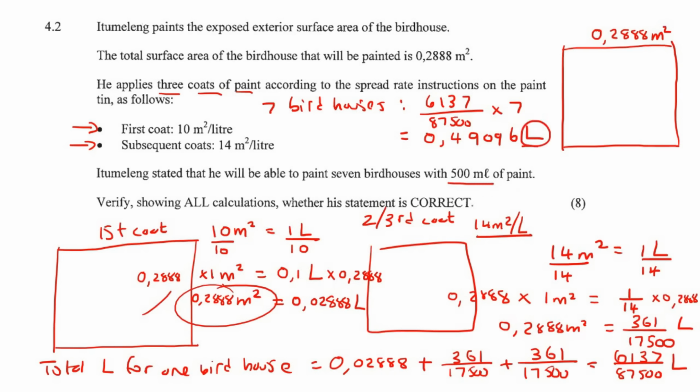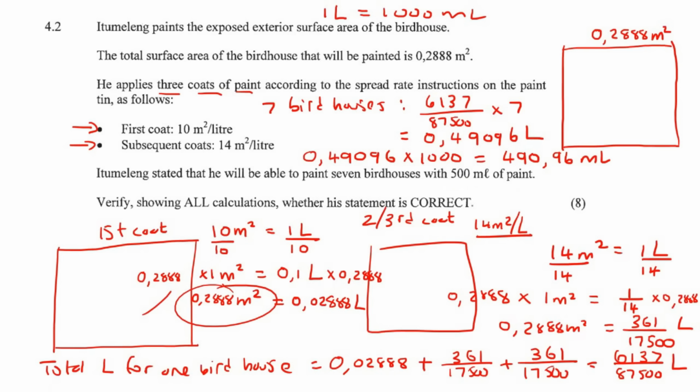Now he says he would be able to do it with 500 milliliters, so let's change this back to milliliters. Remember that 1 liter is 1,000 milliliters, so we multiply by 1,000, and that gives us 490.96 milliliters. To paint 7 birdhouses, Itumeleng would need that many mils of paint. He says he could do it with 500 mil of paint, so he is correct.